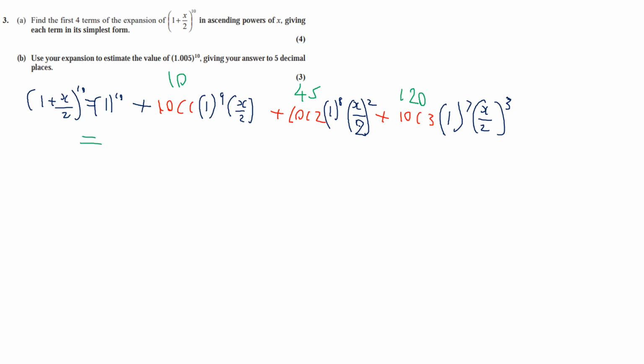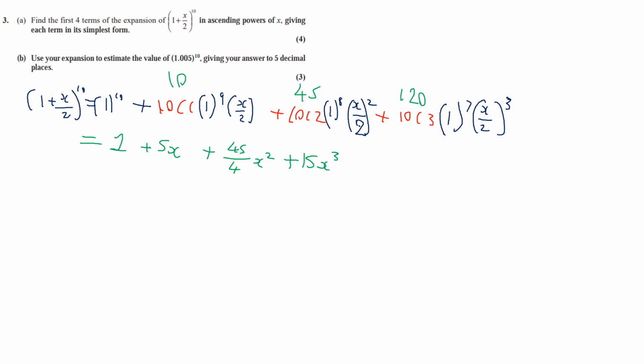So we can say that this is 1 plus, what's 10 over 2? 10 over 2 is 5x plus 45 over 4 x squared plus 120 over 8, 15. Okay, so now use your expansion to estimate the value of that, giving your answer to 5 decimal places.